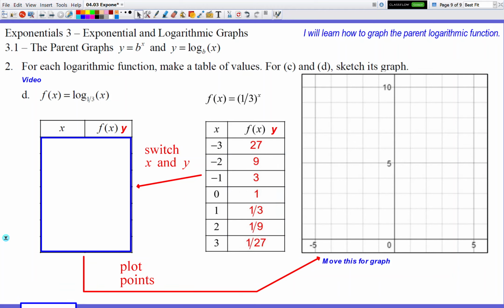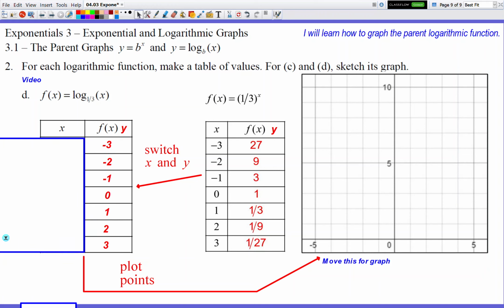And this table also looks pretty familiar because I'm pretty sure I did this as the second problem that I showed you guys, right? I used the equation 1/3 to the power of x, and I got all these exact same values. Okay, so my x column, my -3, -2, -1, 0, 1, 2, 3, they're going to all become my y column on my brand new table, because I'm going to switch x and y.